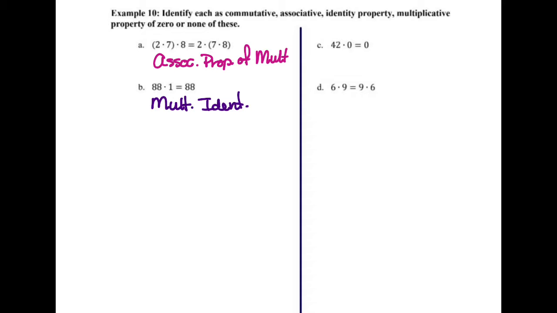Okay, and C, what number, or 42 times 0 equals 0. That's the multiplicative property of 0, right? So multiplying by 0. And then the last one here, 6 times 9 is equal to 9 times 6. So you've changed the order, haven't you? So when you change the order, that is the commutative property, and in this case, it's of multiply. But again, since this is a multiply chapter, they're not having you specify that completely.